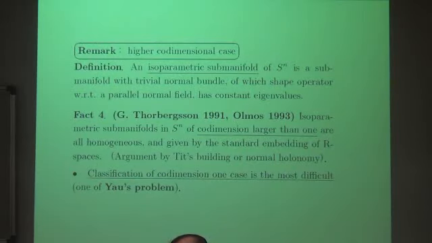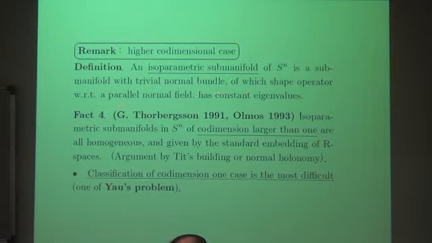And I will give some remarks on the higher codimensional case. In this case, for the definition of isoparametric submanifold of the sphere, maybe the sphere is not necessary. However, I restrict my talk to the sphere. It is a submanifold with trivial normal bundle of which the shape operator with respect to a parallel normal field has constant eigenvalues. So this is the definition of isoparametric submanifold given by Jiu-Tan.